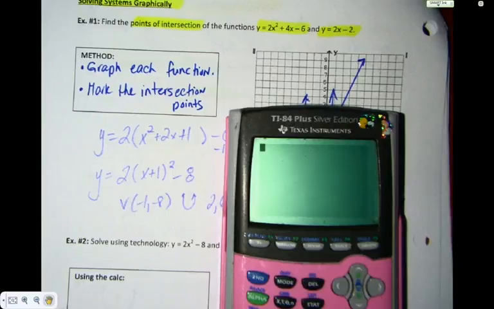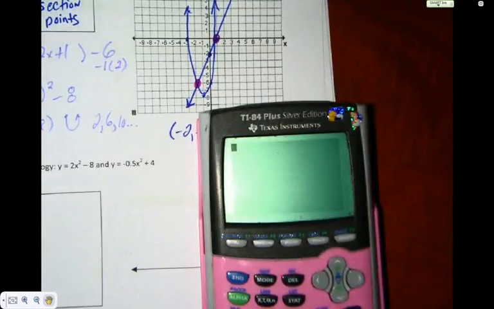Okay, you did this with lines last semester. All we're doing now is adding parabolas. So you tell me, how did you do it last semester?